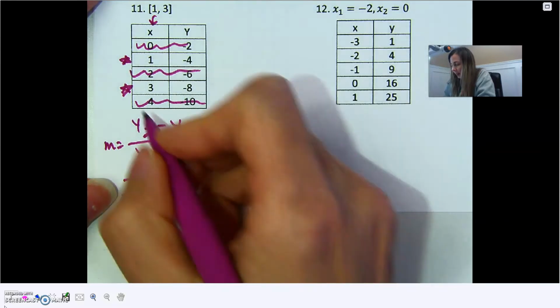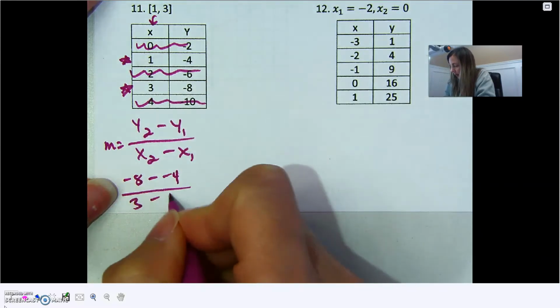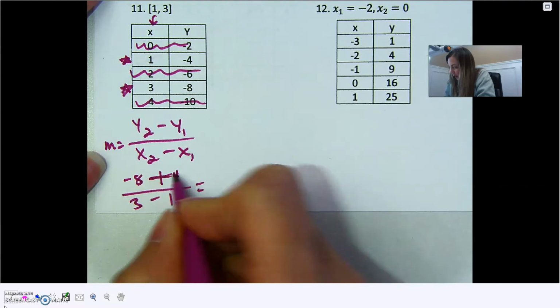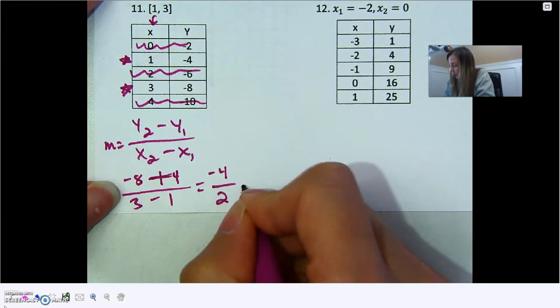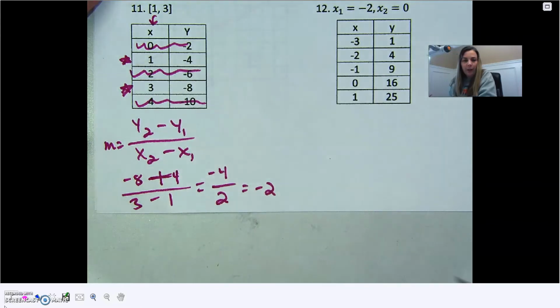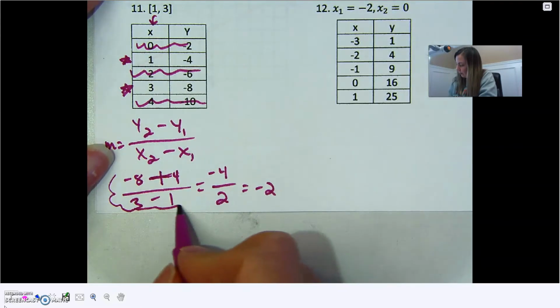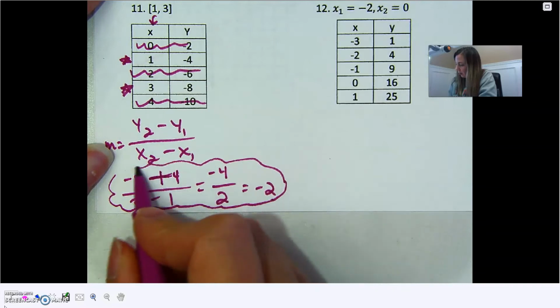Now we do the x's. 3 minus 1. Minus minus you can turn positive, so you have negative 4 over 2, which is negative 2 for your answer. You kind of bubble that in so that it pops.